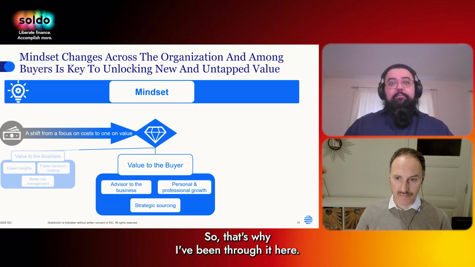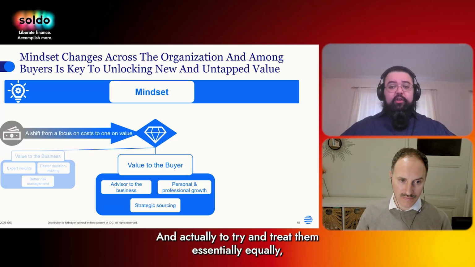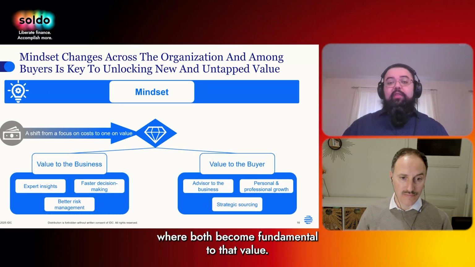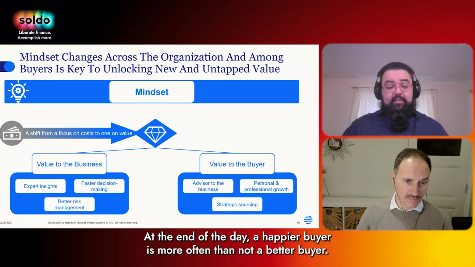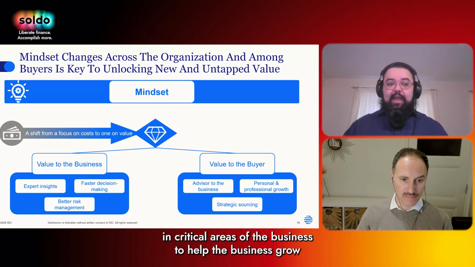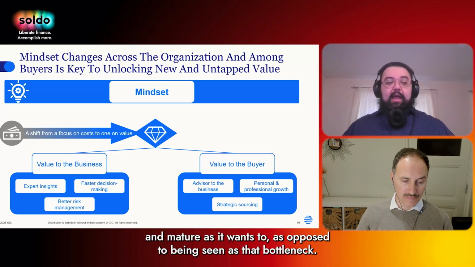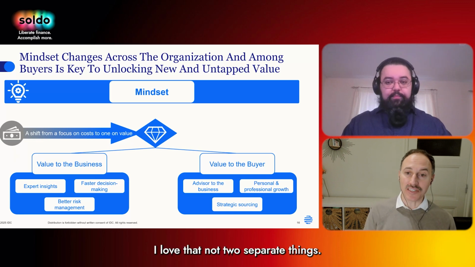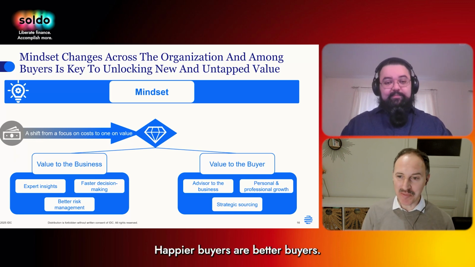So that's why I've included it here, to try and treat them essentially equally, where both become fundamental to that value discussion. At the end of the day, a happier buyer is more often than not a better buyer. They're a more efficient buyer, and they can contribute more in critical areas of the business to help the business grow and mature as it wants to, as opposed to being seen as that bottleneck. I love that. Not two separate things. It's one and the same, right? Happier buyers are better buyers.